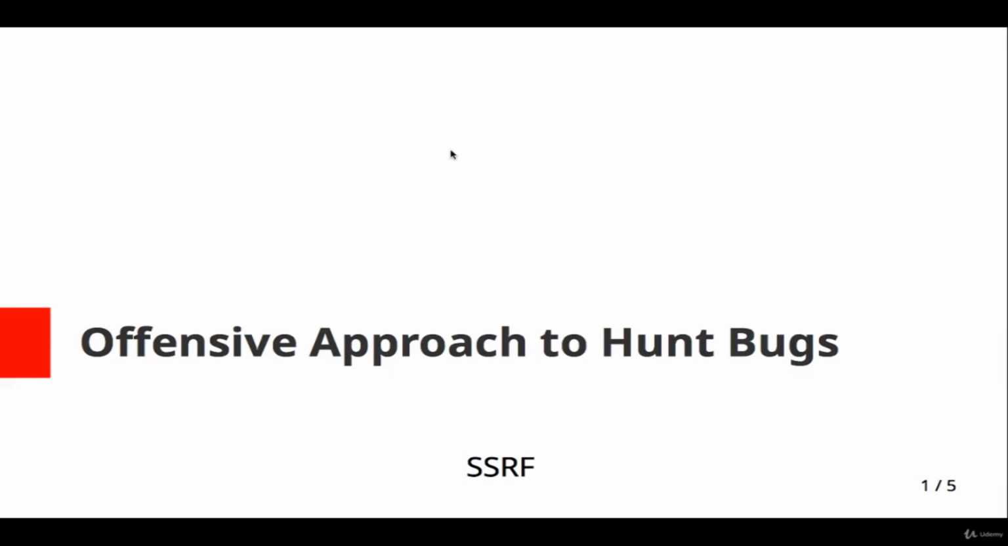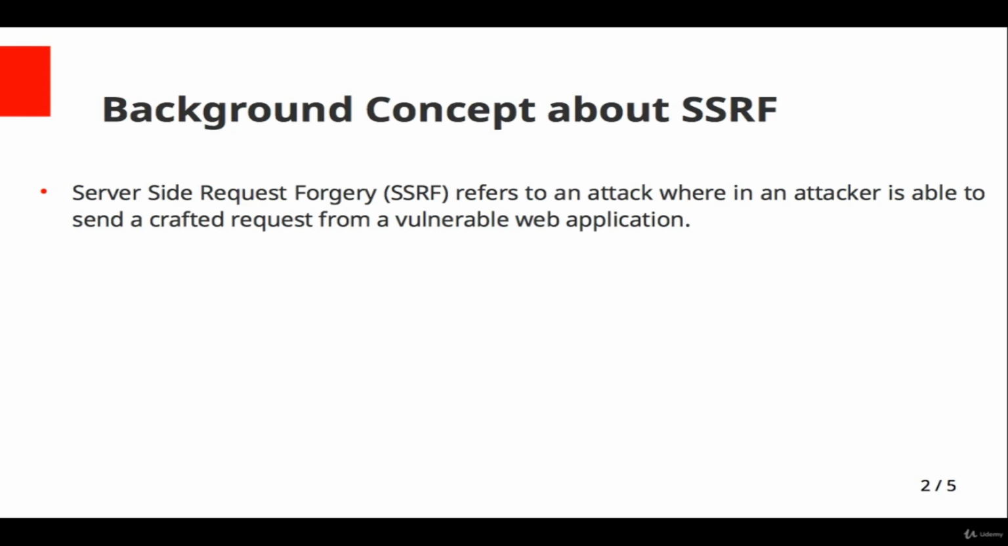Now we will see SSRF vulnerability, server-side request forgery. Let's talk about the background concept about this vulnerability. This vulnerability is also referred to as external service interaction or out of band resource load. A server-side request forgery vulnerability allows an attacker to change a parameter used on the web application to create a controlled request from the vulnerable server.